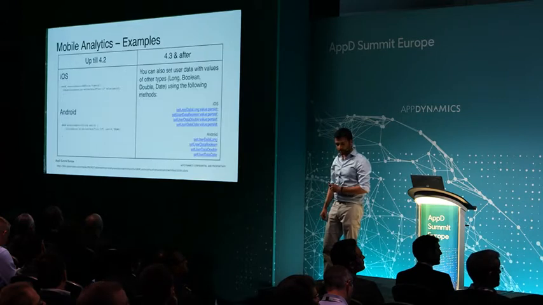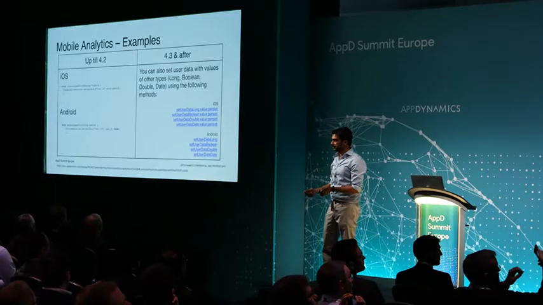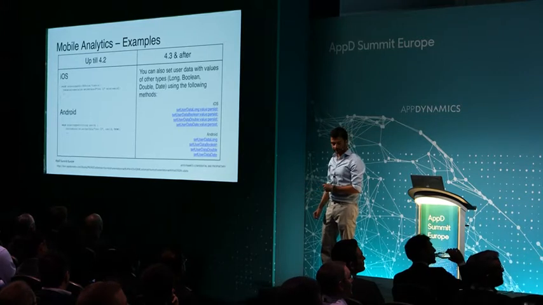Same thing for our mobile applications. Both iOS and Android were limited to sending string data before. With 4.3, they can send different data types. We have more APIs for you to start populating with the right data types.